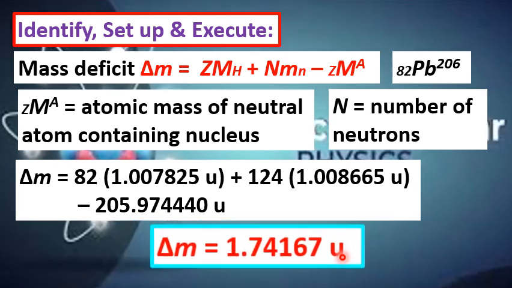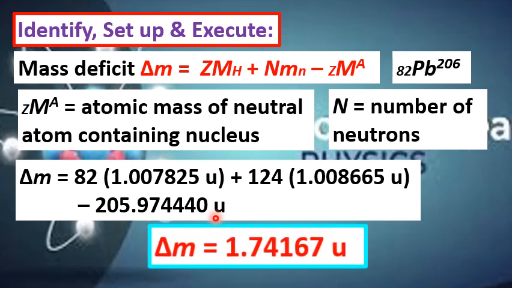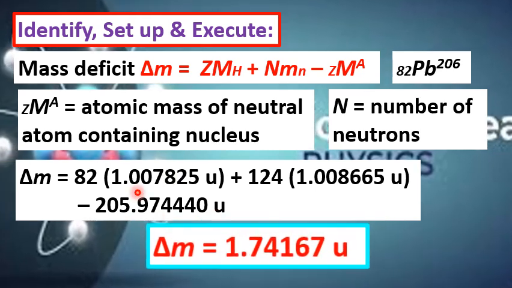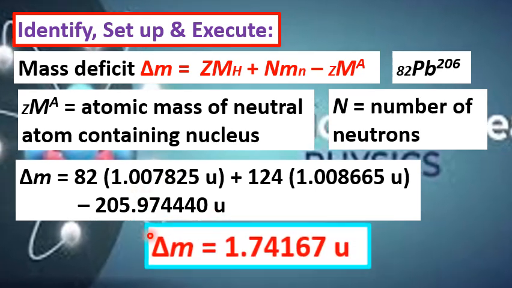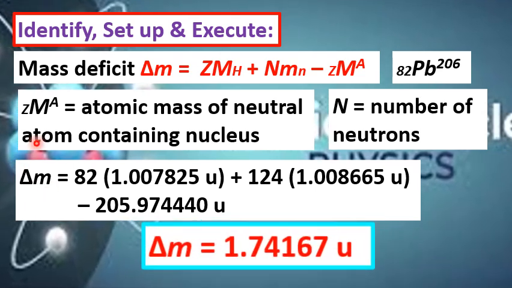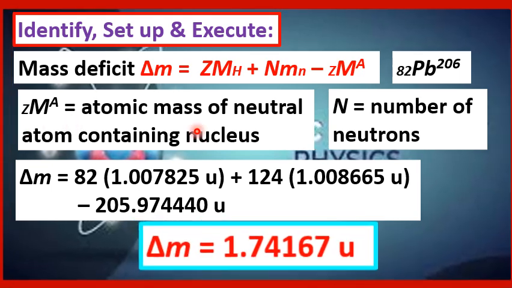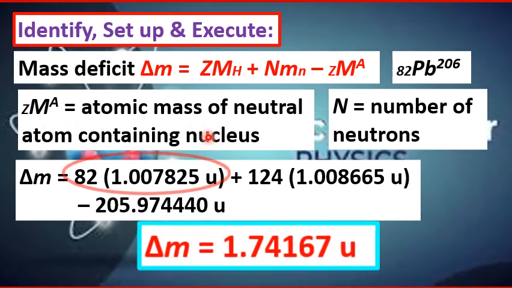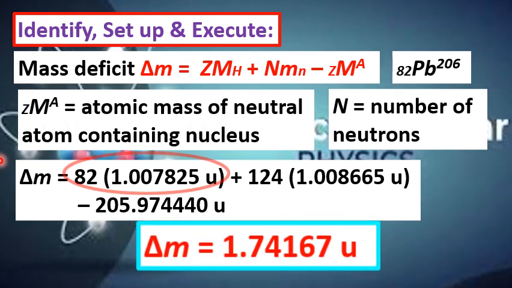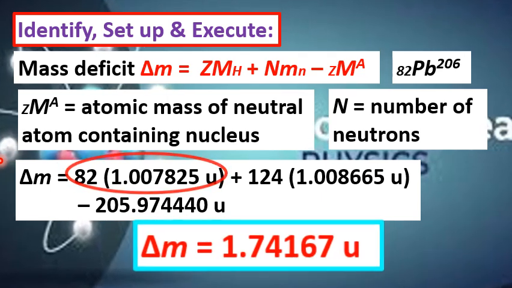Take note that in our computation for delta M, we use the atomic mass of the hydrogen atom, and not the atomic mass of the proton.